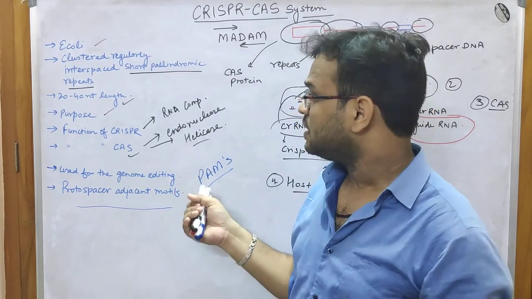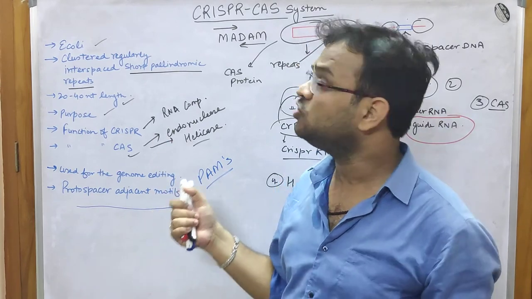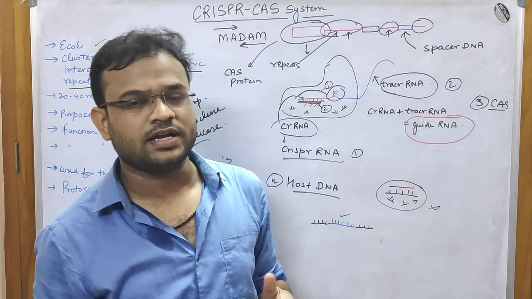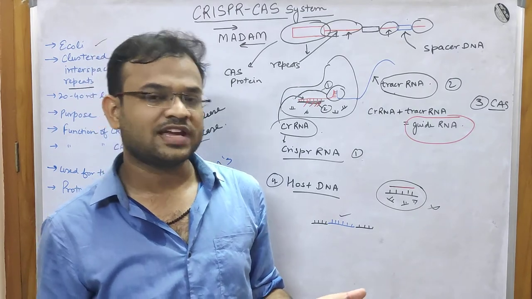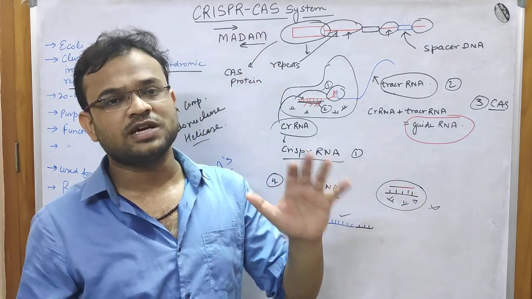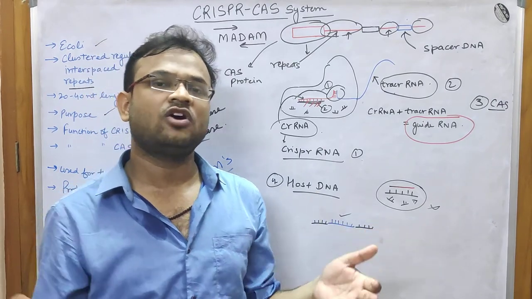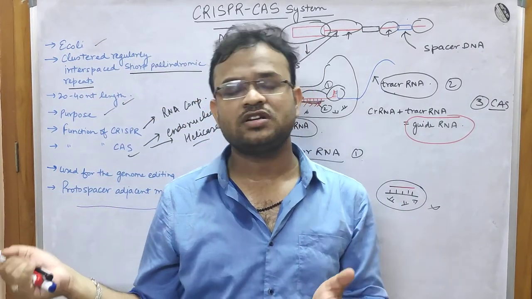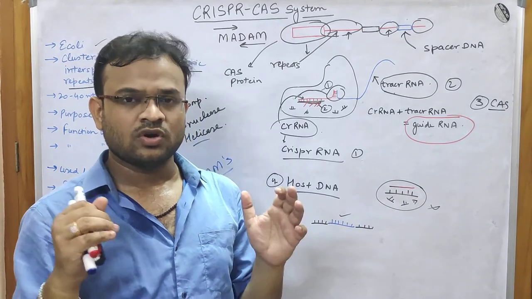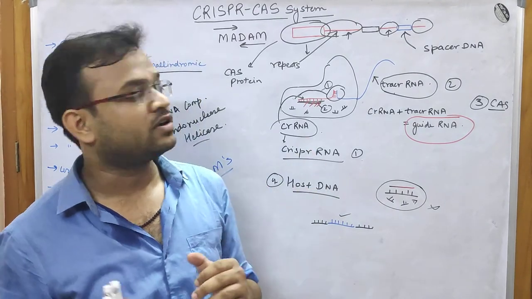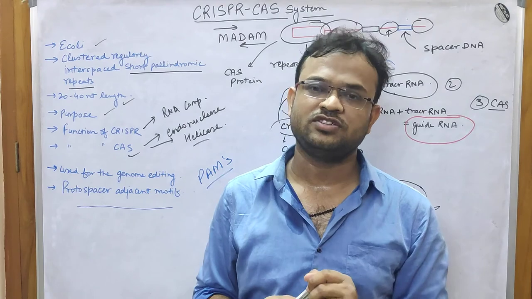Okay, so this basically was the entire genome editing, how genome editing can take place with the help of CRISPR-Cas, and what exactly CRISPR-Cas is in its basic sense, how it is used by the bacteria or E. coli to prevent invasion by viruses. So this was a complete overview of CRISPR-Cas and its use in genome editing.